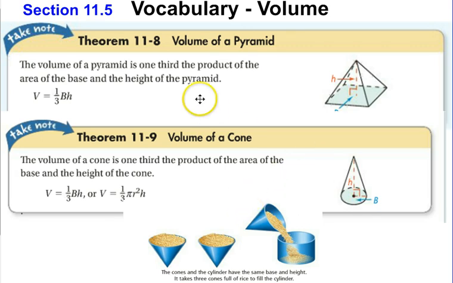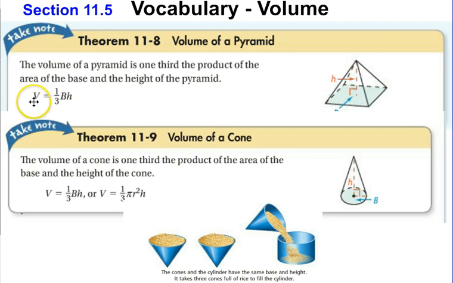If you think about a pyramid, it's similar to a prism, but it only has one base, and then the sides taper up to a single point. So what happens is the volume of what a pyramid can hold is going to be a third of what the volume of its corresponding prism could hold. And we'll take a look at a visual of that.